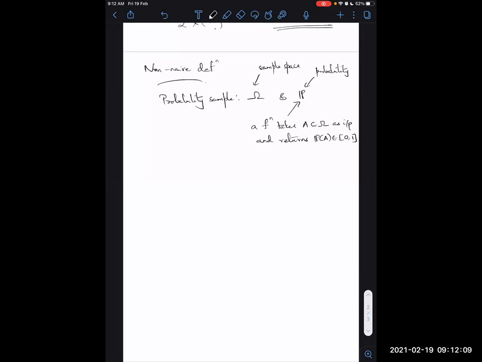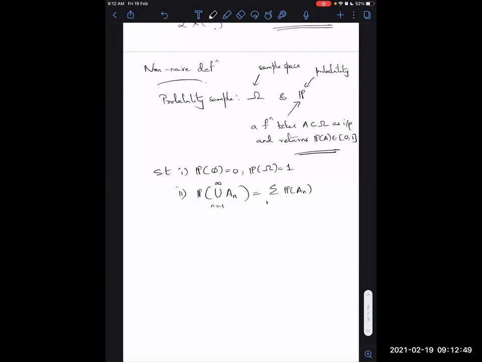But this P is a special function, and it can't be any such function which satisfies this criteria. So the additional constraints that have to be satisfied by P are that P of the empty set is 0. P of omega is 1. And in addition to that, it has to satisfy this property, which says you take A1 through AN as events which are disjoint, which means they have no intersections between each other.